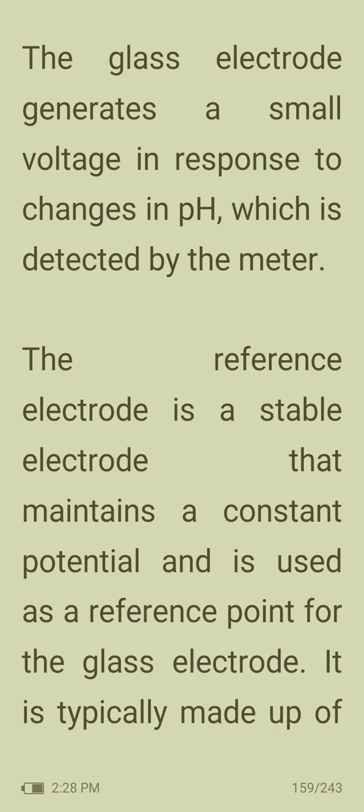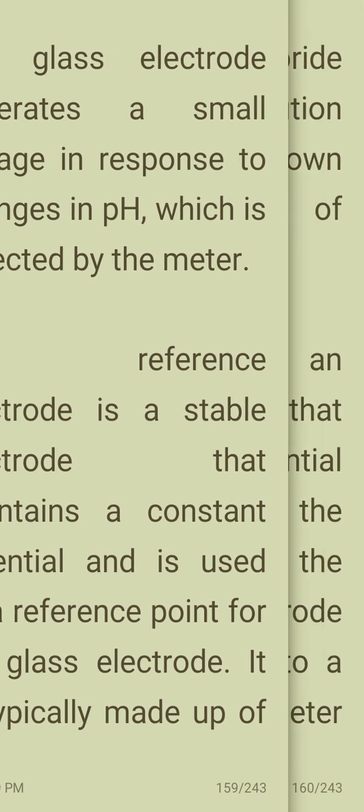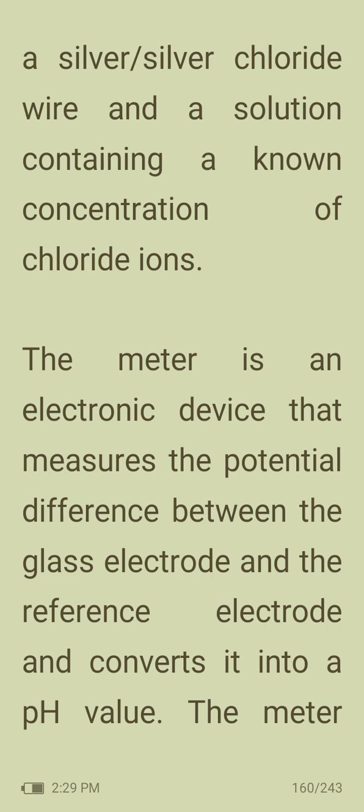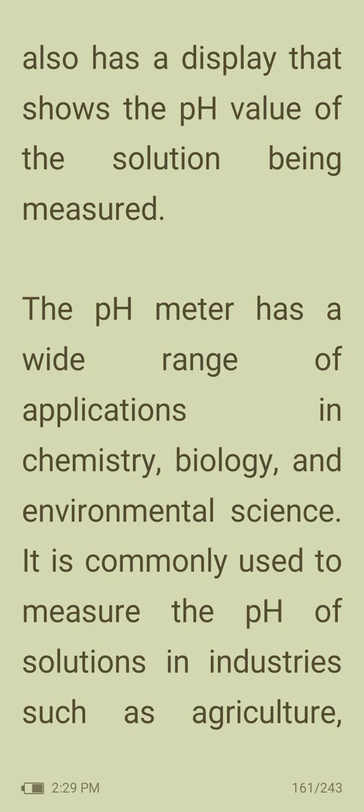by the meter. The reference electrode is a stable electrode that maintains a constant potential and is used as a reference point for the glass electrode. It is typically made up of a silver chloride wire and a solution containing a known concentration of chloride ions. The meter is an electronic device that measures the potential difference between the glass electrode and the reference electrode, which is converted into pH values. The meter also has a display that shows the pH values of the solution being measured.